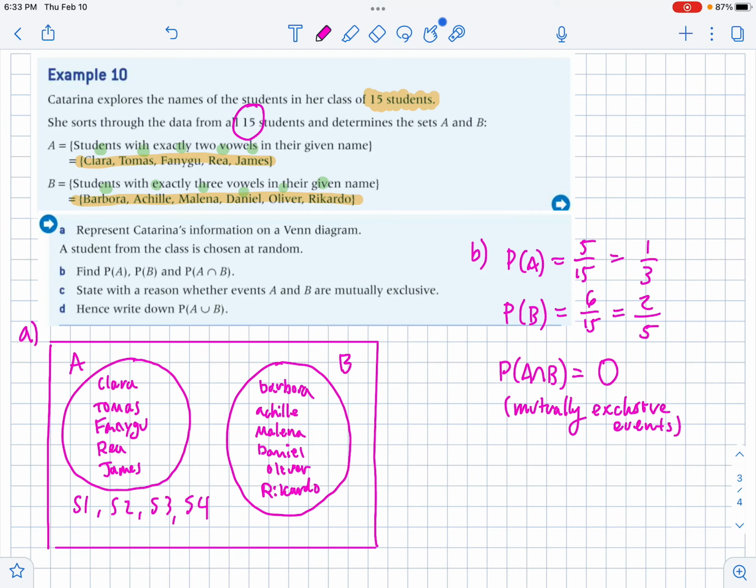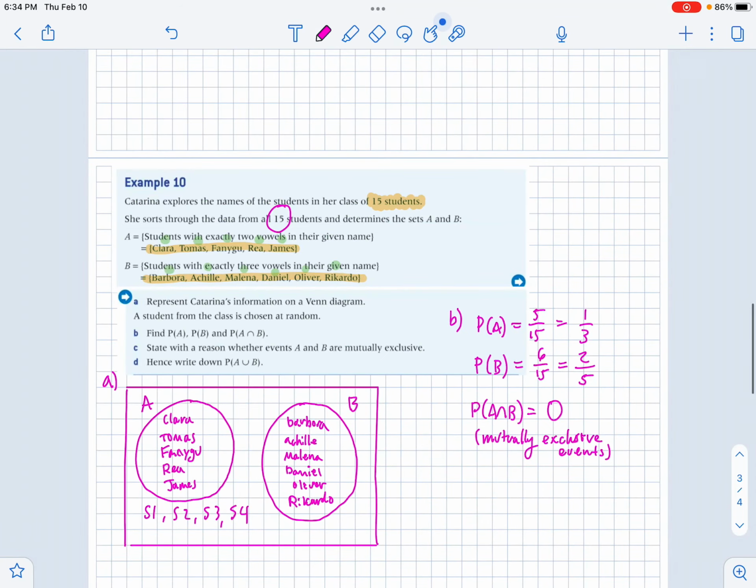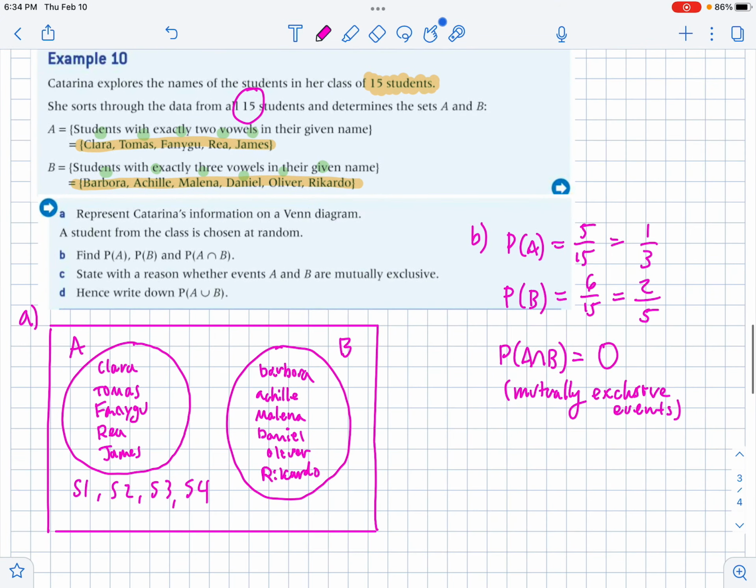State with a reason whether events A and B are mutually exclusive. So you can't have somebody that has, well, their probability is 0. So their probability of their intersection is 0. So that's the reason that they're mutually exclusive.